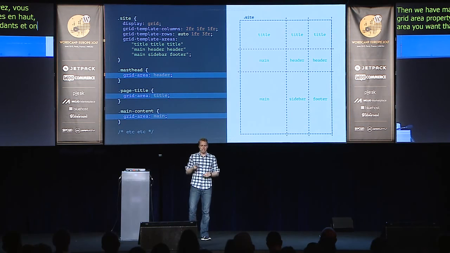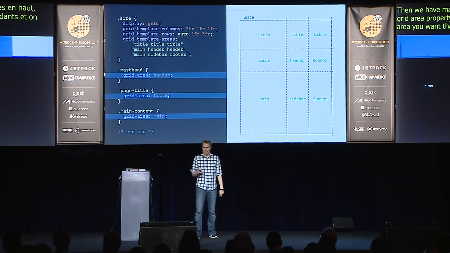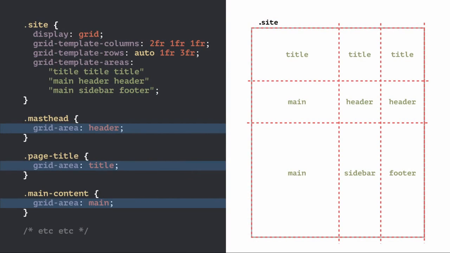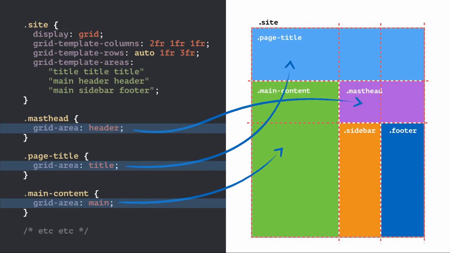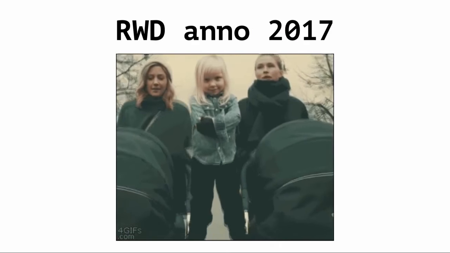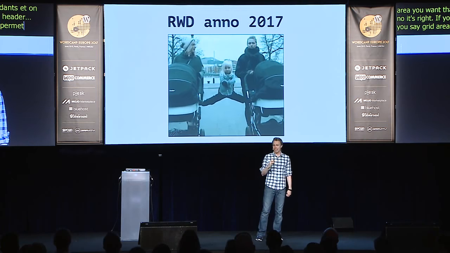So if you say grid area header, well, that's wrong. It should, oh, no, it's right. If you say grid area header, the element goes to the header area. If you say grid area title, it goes to the title area. And this allows us to do crazy responsive web design.